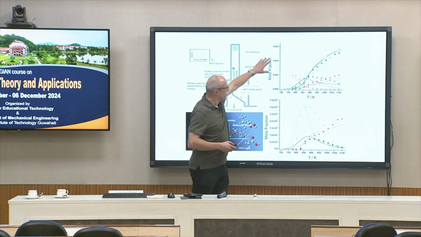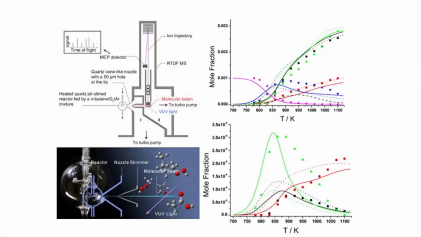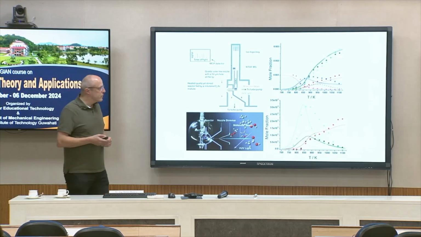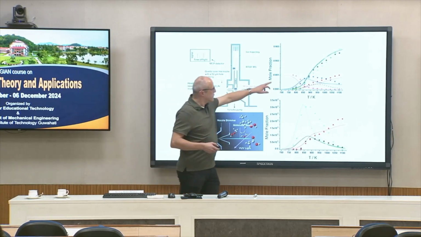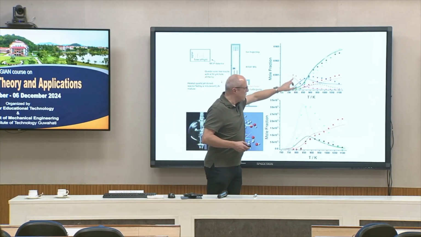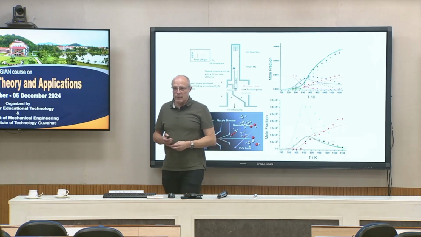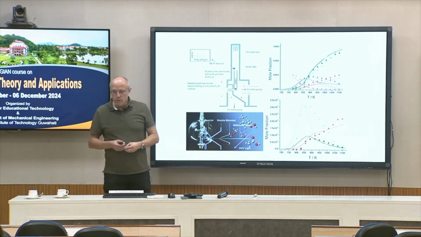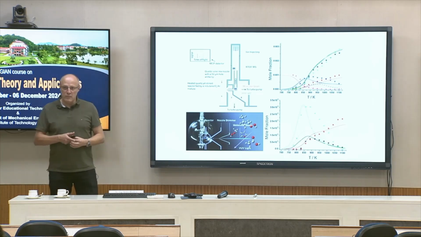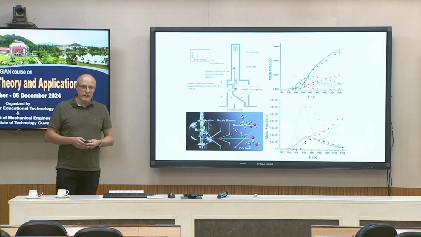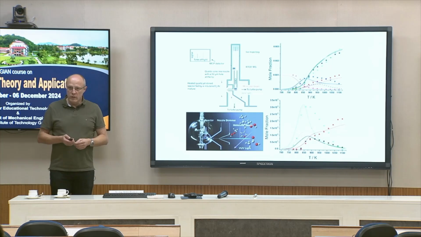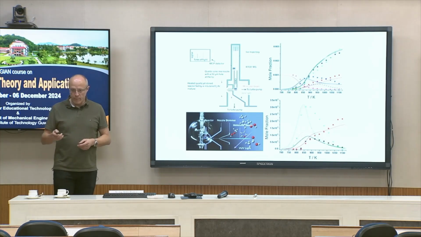Here you see the mole fractions for different reactor temperatures. And these are important information. You see, the symbols are experiments and the lines are numerical calculations. So you can perform your measurements and then use these data to optimize your reaction mechanism.